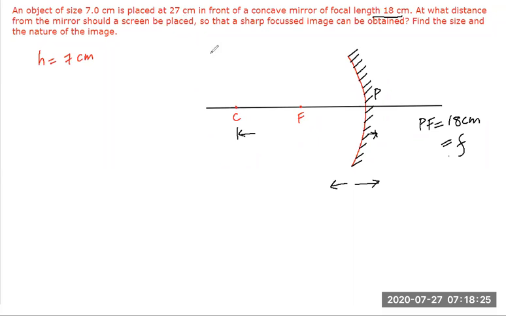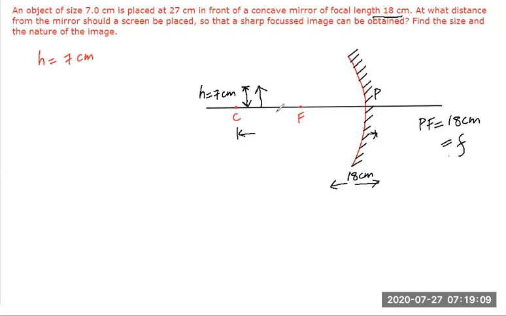Now this is 27 and this is 18. So I understood the object is placed between C and F. Tell me students. So between C and F. Because this distance F to P is given 18 centimeter, C to P will be double. So object will be somewhere here. And what is the height of object? That is also given. H is equal to 7 centimeter.